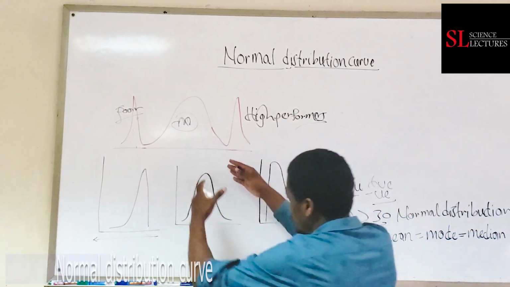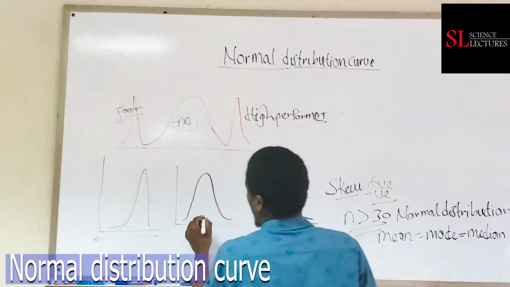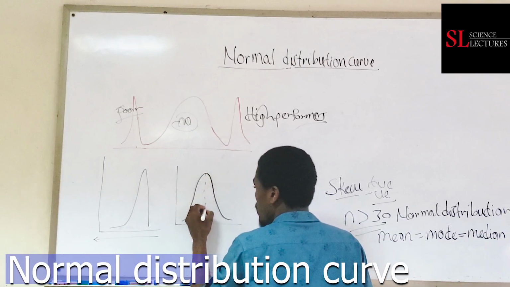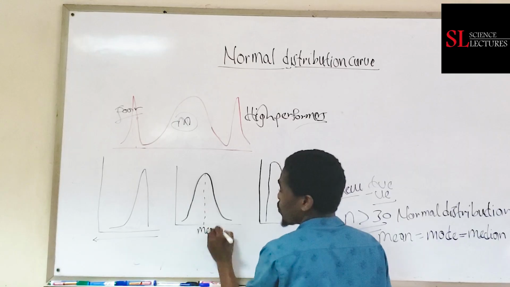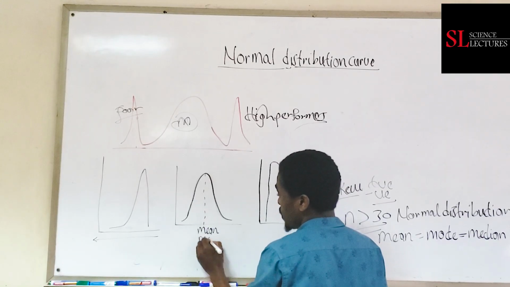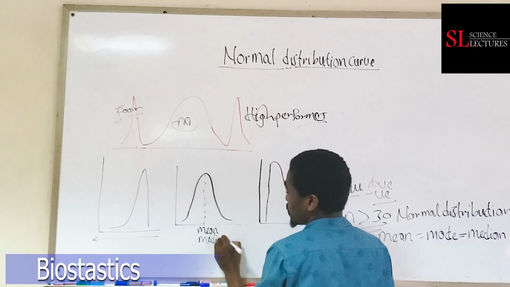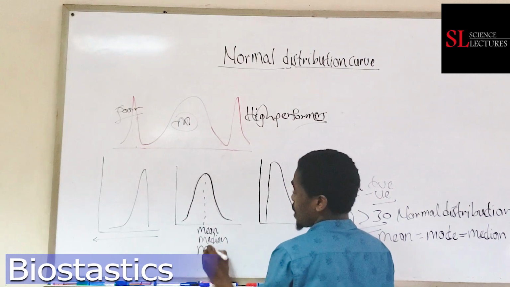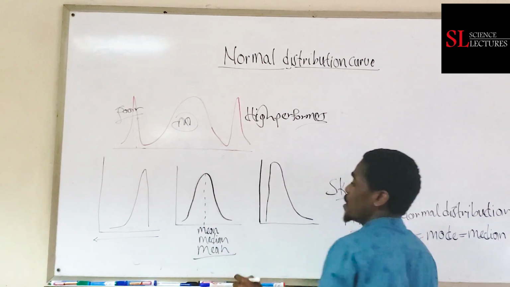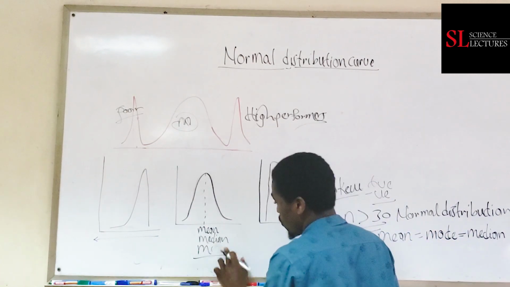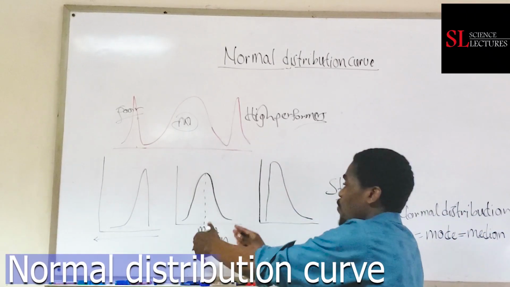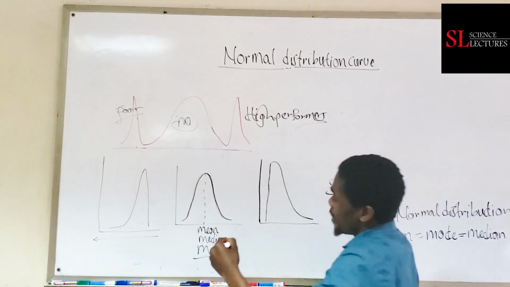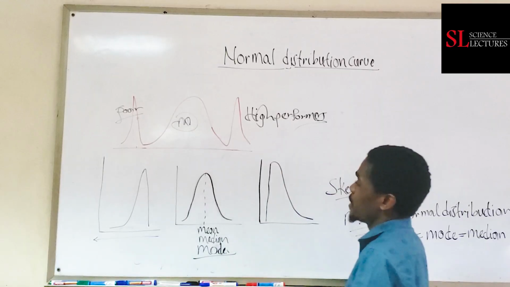So in other words, in this normal distribution curve we have here, along this area where we have the mean, it's the same spot at which we have the median, and it's the same spot at which we have the mode, all equal. So we have mean, mode, and median all equal at this spot. Now what happens if our data are skewed?